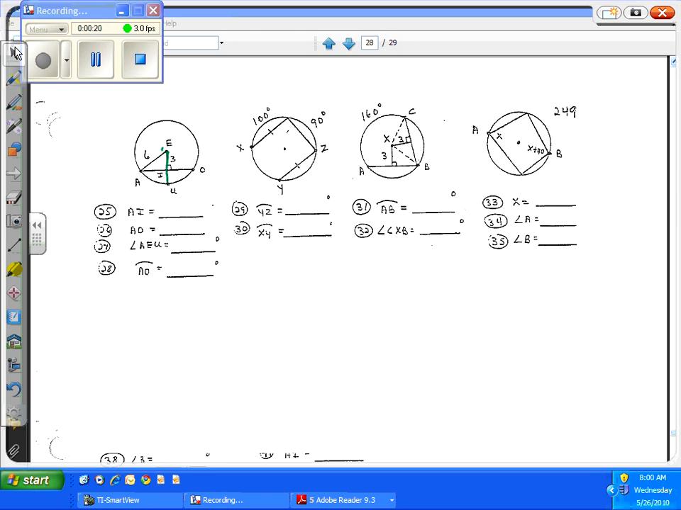EU, a radius, perpendicular to chord AO. So there's the theorem that we've memorized. A radius perpendicular to a chord. If a radius is perpendicular to a chord, then it bisects the chord and the arc of the chord.